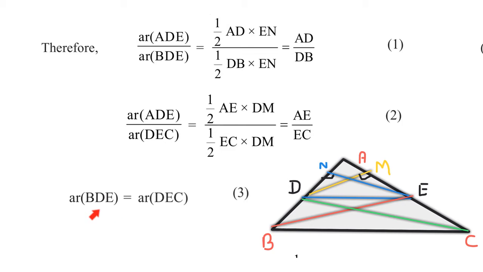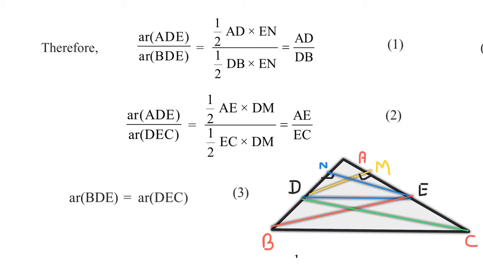From equation 3, we know that the area of BDE is the same as the area of DEC. So, instead of DEC, can I write area BDE in equation 2? I can. So we can conclude that area of ADE over BDE, these two will become the same, because when DEC is replaced by BDE, equations 1 and 2 become the same. So we can say that AD over DB is equal to AE over EC. Hence, we would have proved the theorem.